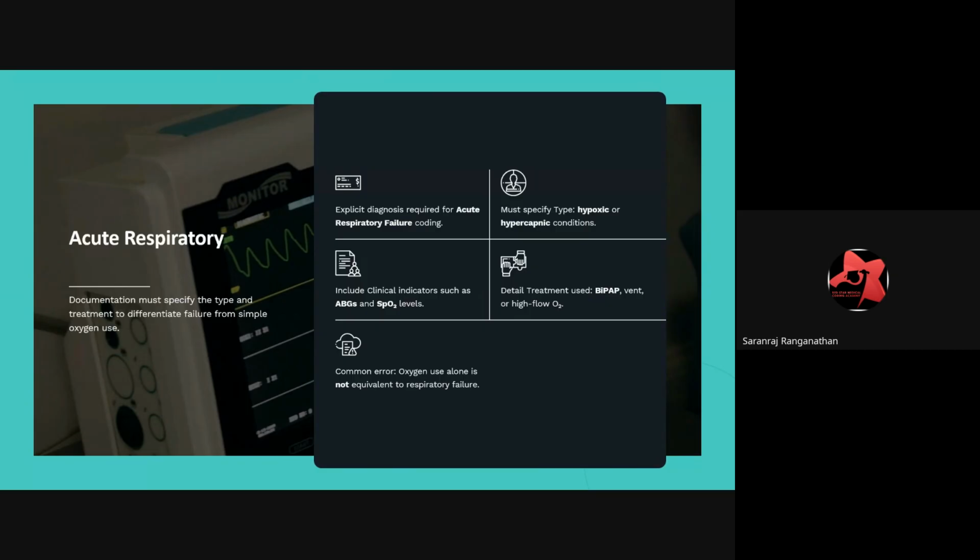If you see here, explicit diagnosis is required: acute respiratory failure must be specified as hypoxic or hypercapnic, including clinical indicators such as ABGs and SpO2 levels, and the detailed treatment used, BiPAP, vent, or high flow. When you see all these things, I know it is acute respiratory failure, there is no doubt in that. But what type of acute respiratory failure? That needs to be identified. It may become chronic also. I need to identify what type, so that much documentation is very much mandatory.